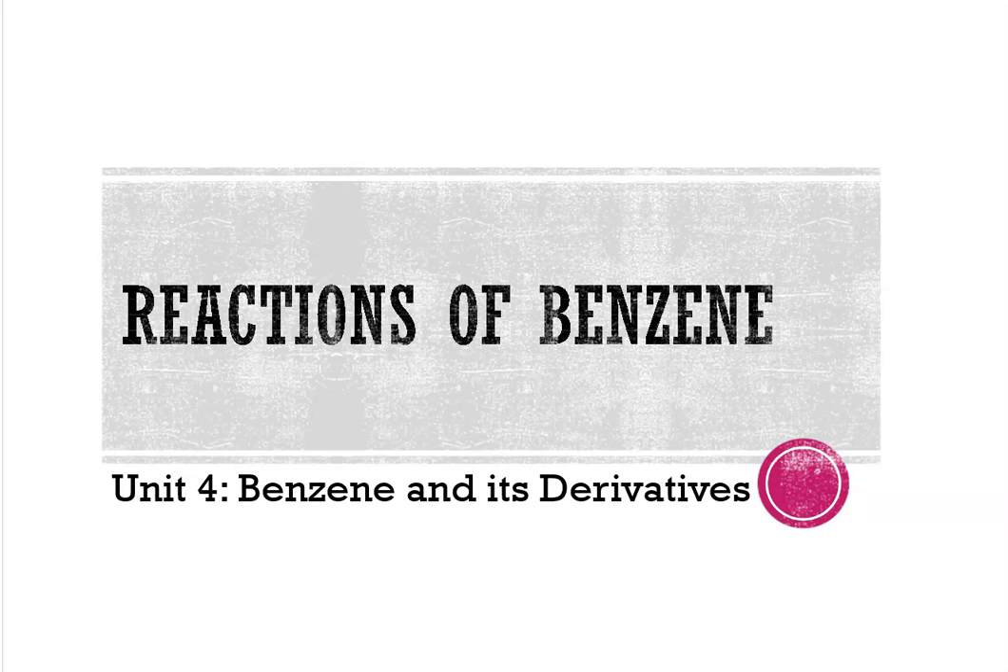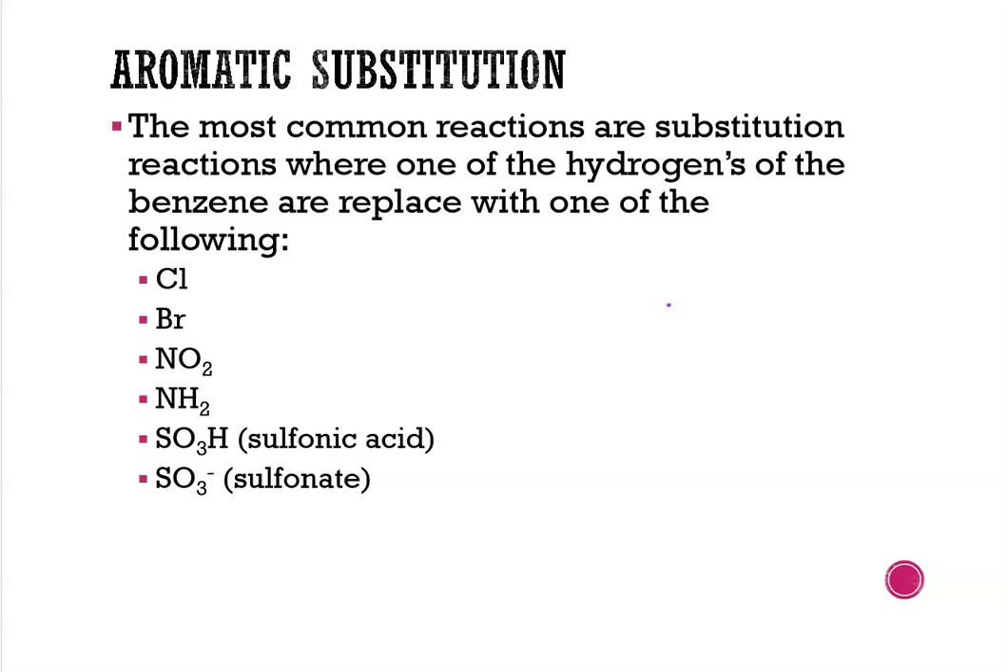Today we will be talking about the reactions of benzene. So let's get started. All right, so the most common benzene reactions are those of substitution. So we are going to be talking about how to add chlorine, bromine, a nitro group, an amino group, and then these two sulfate groups as well onto a benzene ring. All right, so let us begin.